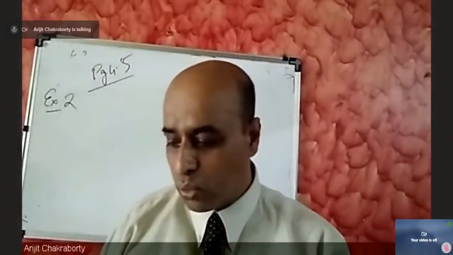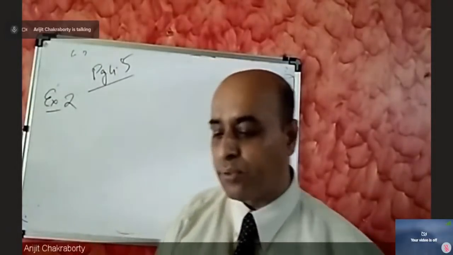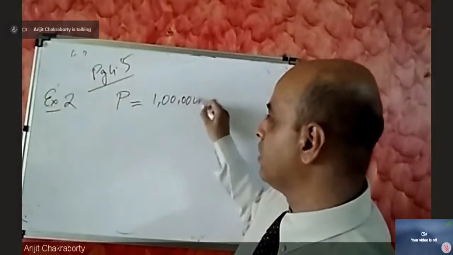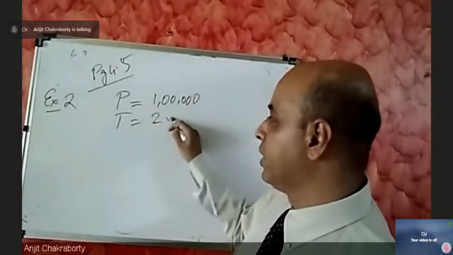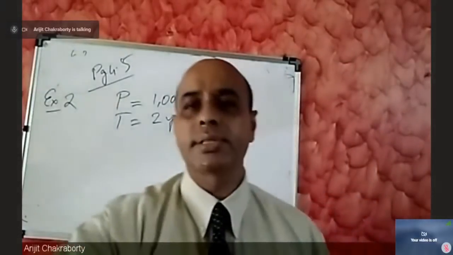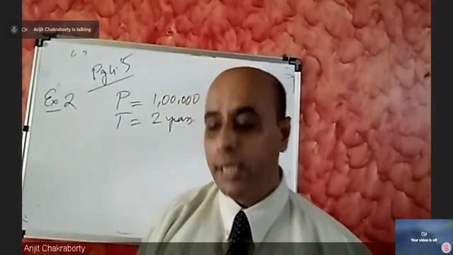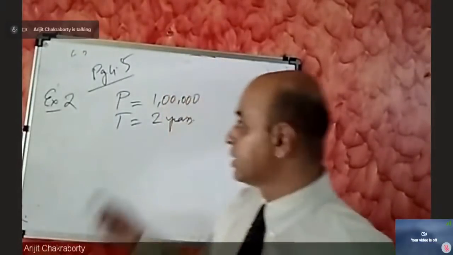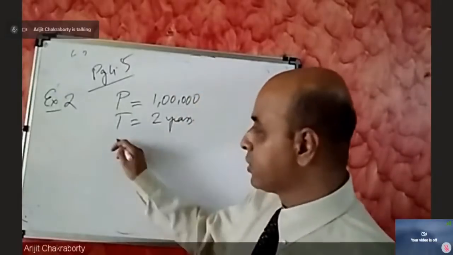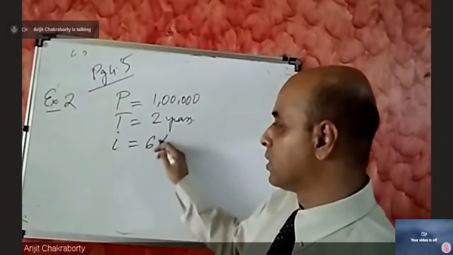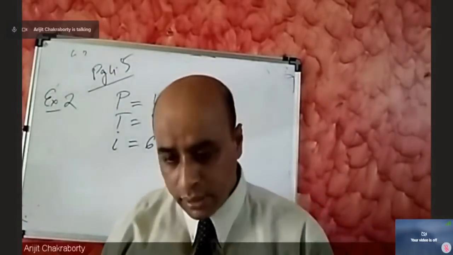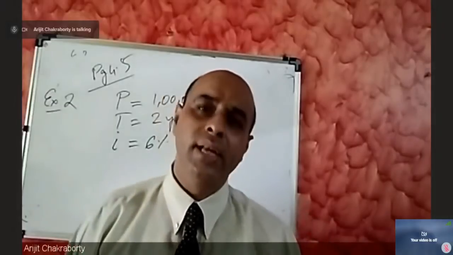Sachin deposited 1 lakh rupees in his bank for 2 years. So principal is 1 lakh. The time is 2 years. Okay. So the money is invested for 2 years, and the principal amount is 1 lakh rupees and the interest rate I equal to 6%. So how much will he earn and what will be the final value?